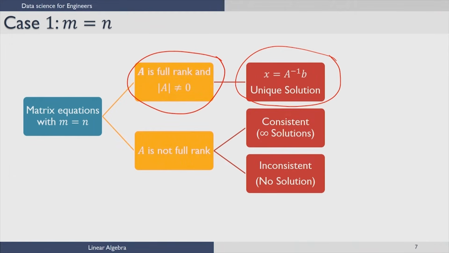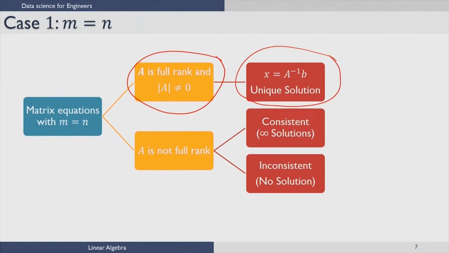Now, from your high school and so on, you would have learned that if the determinant is not 0, A inverse is possible to compute. So, one could simply compute x equal to A inverse b as a solution to this problem. The difficulty arises only when A is not full rank. That means, the rank of the matrix is less than m.